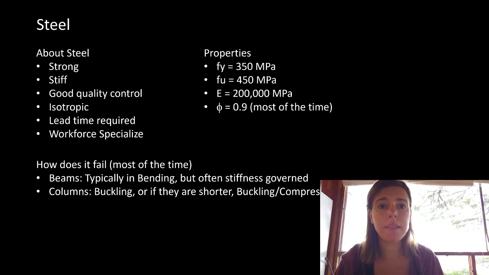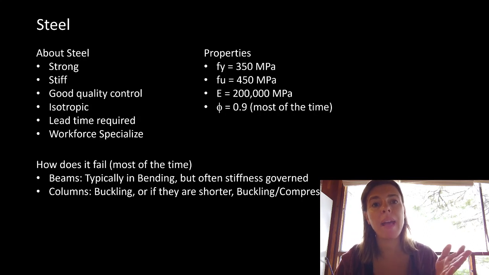Once we hit yielding, the deformation is permanent. It doesn't mean that our object has failed, but we know it's on its way to failure. So we really like using yielding to let us know when we're on that limit of something's capability. But steel also has an ultimate strength, an ultimate failure stress, which is 450 MPa.